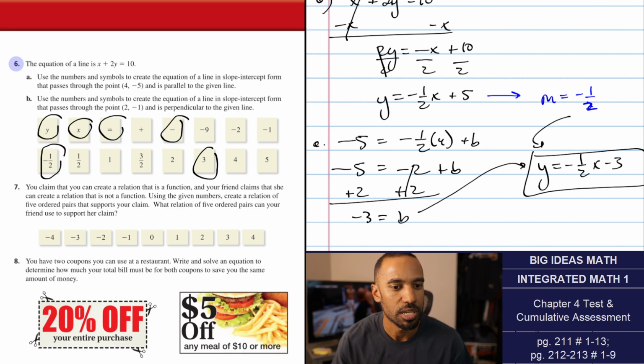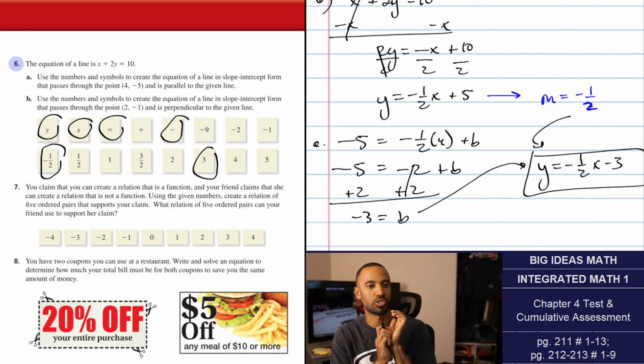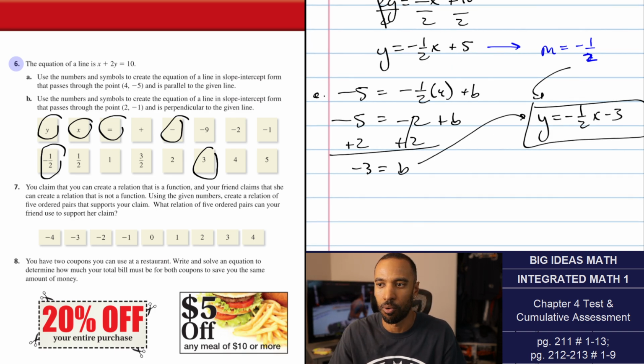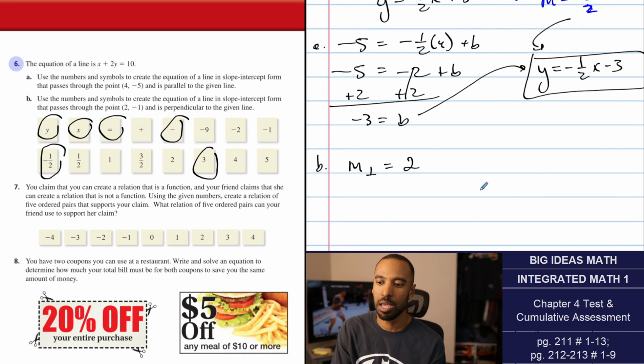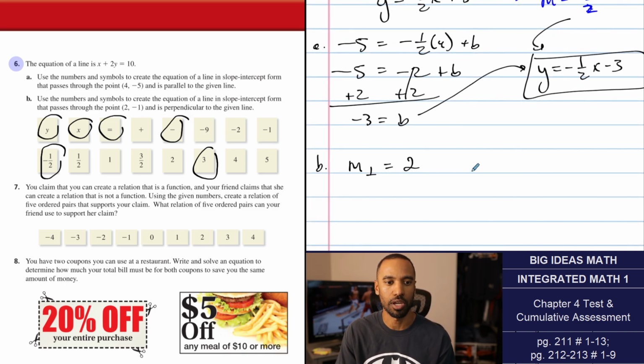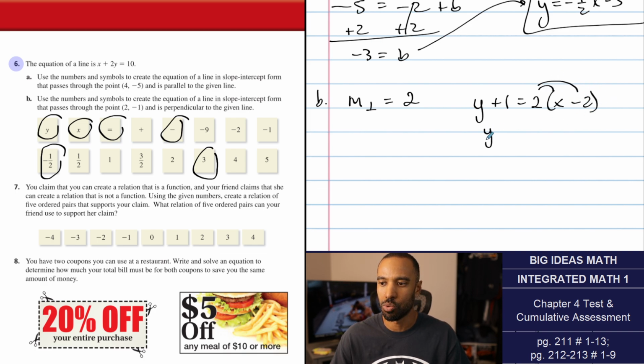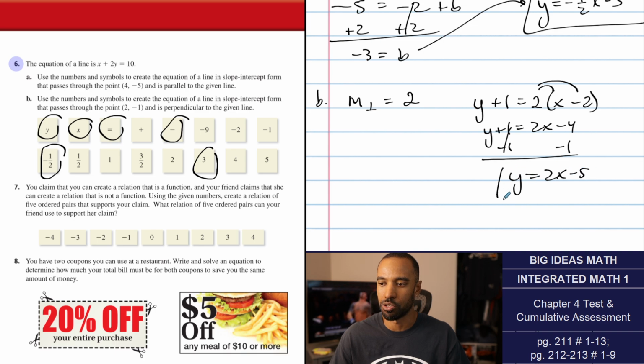Part B, use the numbers and symbols to create the equation of the line in slope-intercept form that passes through 2, negative 1, and is perpendicular. So we have the same equation from before, but the perpendicular opposite reciprocal slope will be positive 2 over 1. This time I'm going to use point-slope form, guys. We're going to go through 2, negative 1, so I'll say y minus y1 equals m times x minus x1. It's been a minute since we've used this. Let's distribute the 2 over and subtract 1 over. See, this goes fast. This is y equals 2x minus 5, and all is good to go there.